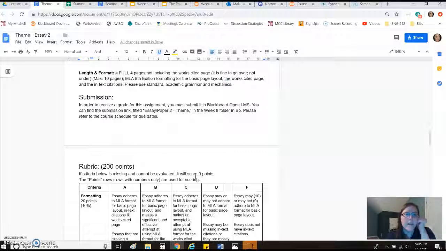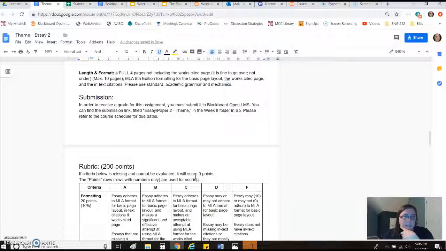All right, so some small technical things. A full 4 pages is the length of this. Of course, I want you to use MLA 8th edition. The 4 pages does not include the works cited page. I want you to go all the way to the bottom of that 4th page without having to fudge it. Don't go over 10 pages, please. I think that would be too much. I would probably stop reading after page 10.